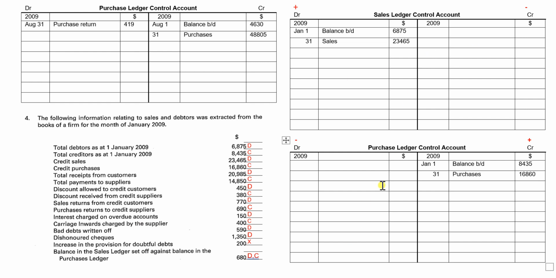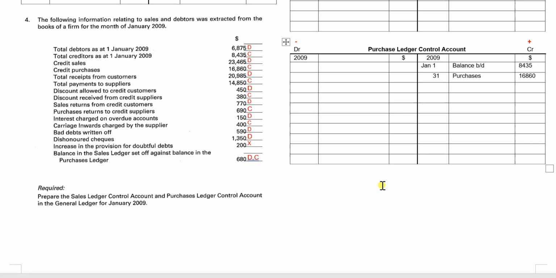So you will continue with the rest, okay, and make sure you balance these two accounts, and then bring forward the balance, balance carried down, brought down to the next day, okay. Now let's go to question 5.